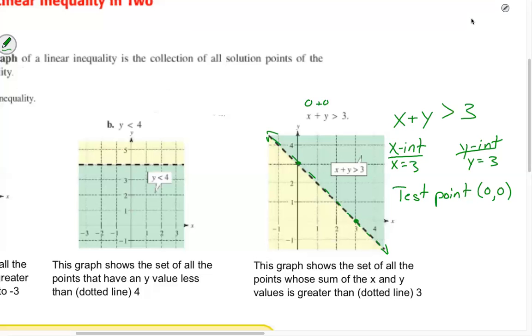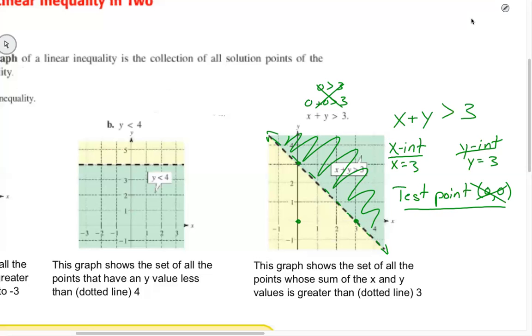Is 0 plus 0 greater than 3? Is 0 greater than 3? Is that true or false? Okay? False. So that means this point doesn't work. That point was right here, right? Since it didn't work, I shade on the other side of the line. Do you see how to do that?